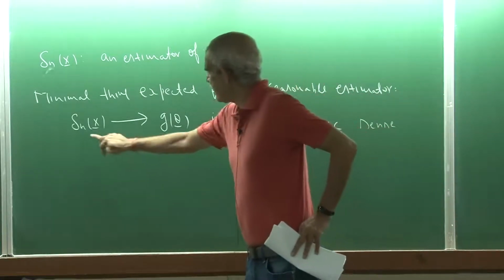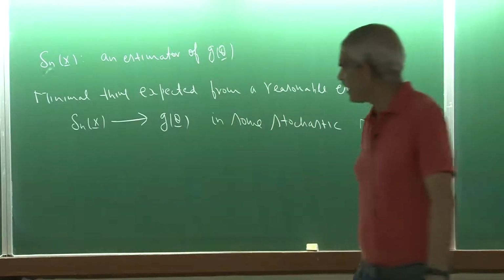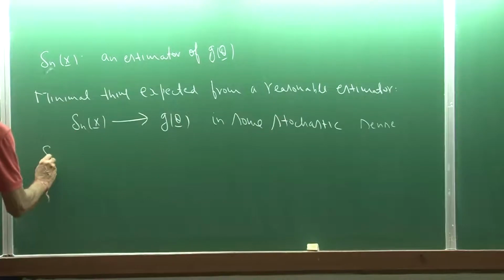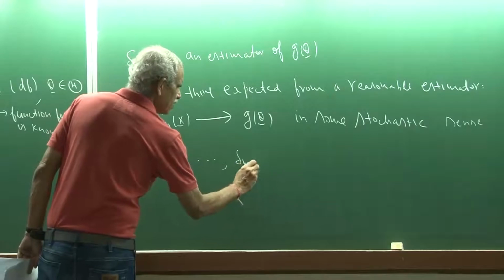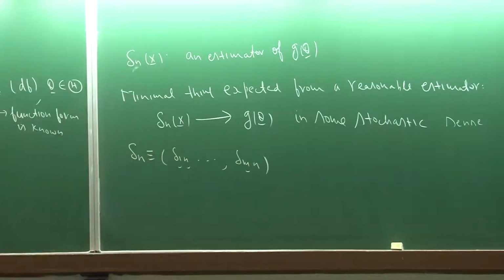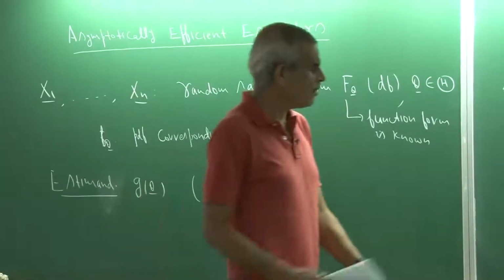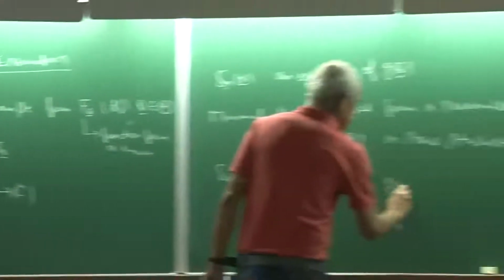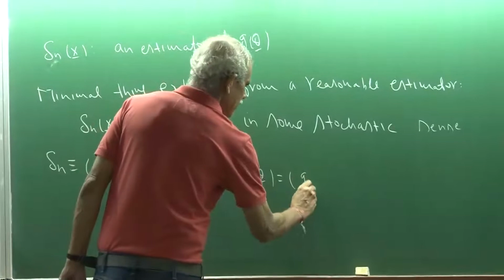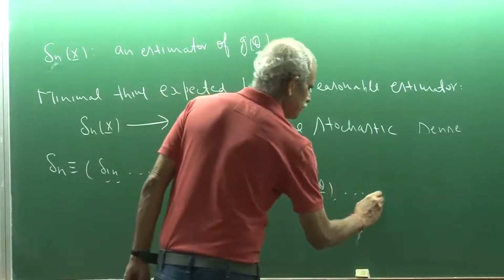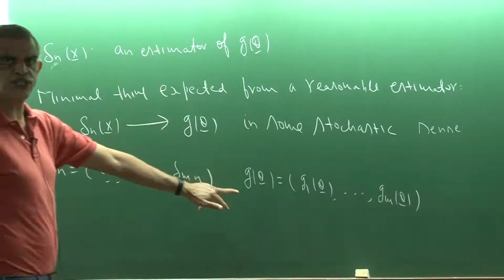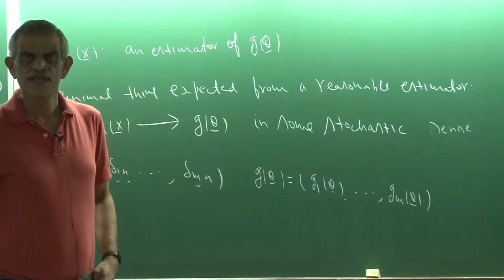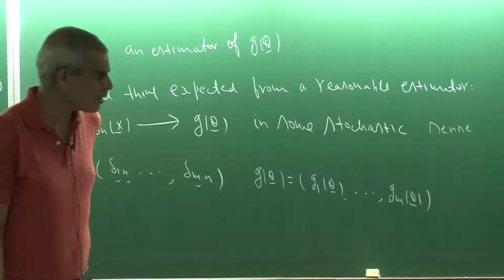But note that here my delta_n and g theta may be vector valued. So let me write down delta_n as (delta_1n, ..., delta_mn), because delta_n is estimating an m-dimensional quantity g theta. Similarly, I write down my g theta, which is an m-dimensional quantity, as (g1 theta, ..., gm theta). So I'm talking about delta_n being close to g theta in a certain stochastic sense.